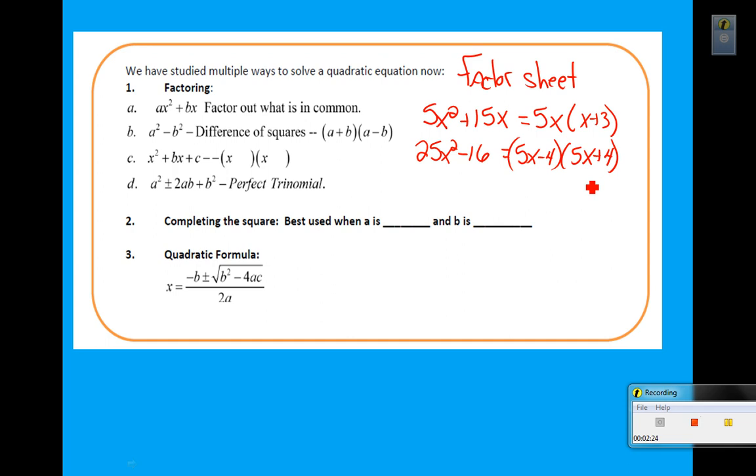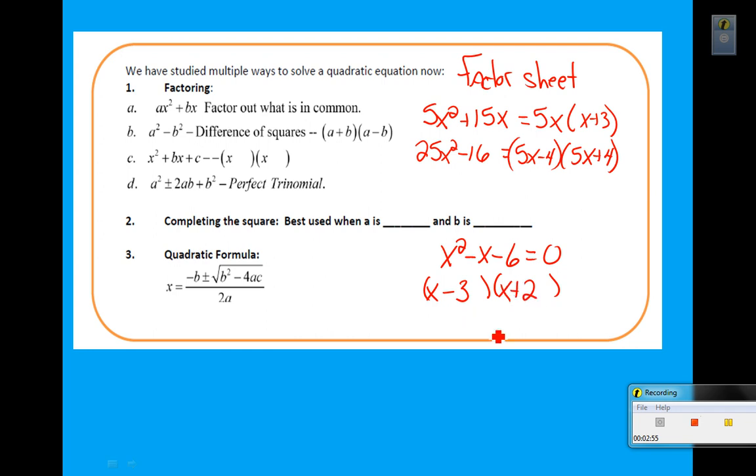The third kind of factoring on your review sheet would be something of the sort x squared minus x minus 6 equals 0. That's where you had to go find me two numbers that multiplied to be negative 6 that you can make add up to be negative 1. So in this case, negative 3 and positive 2.